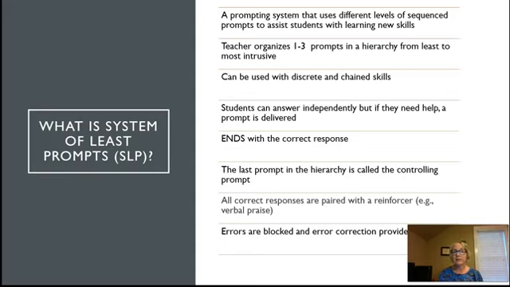And in the system of least prompts, students can answer independently. They're given that opportunity. But if they need help, a prompt is delivered. It always ends with the correct response, and the last prompt in the hierarchy is called the controlling prompt. All correct responses are paired with a reinforcer, and errors are blocked and an error correction provided.